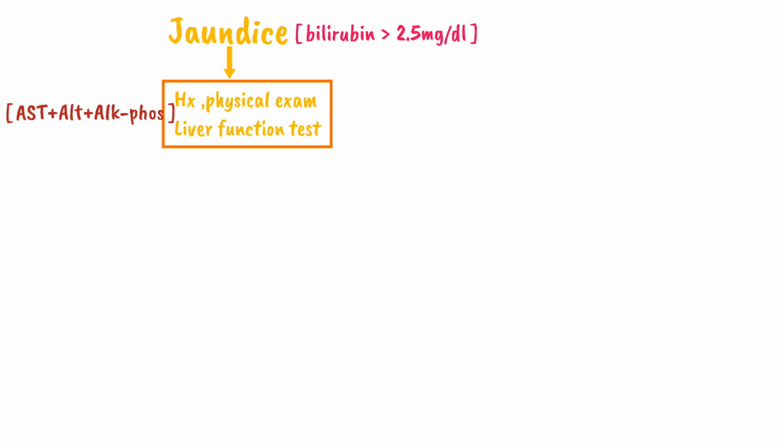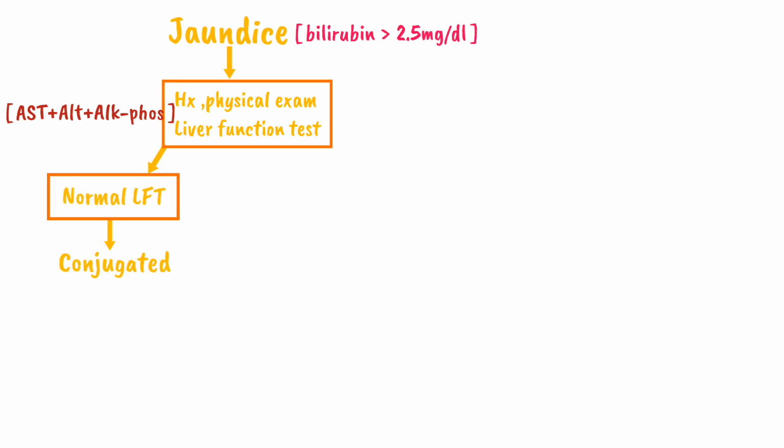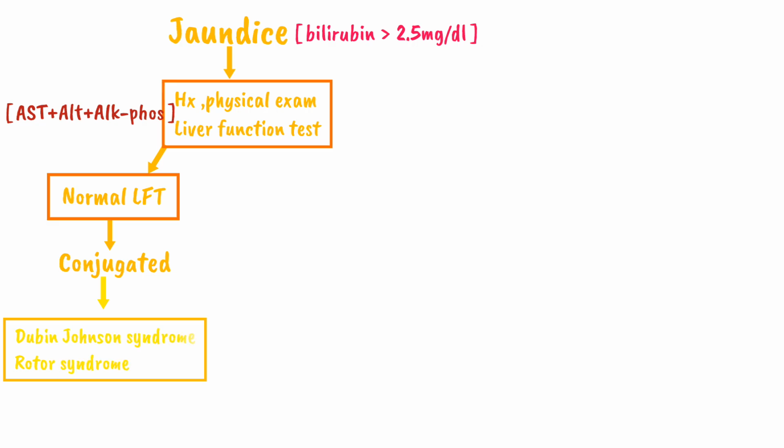If the liver function test is normal and the patient has a conjugated hyperbilirubinemia, then we should think about two diseases, Dubin-Johnson syndrome and Rotor syndrome. And if the patient has a normal LFT, but there is an increased level of unconjugated bilirubin, meaning the bilirubin which is bound to albumin, then in this case we can think about three diseases.